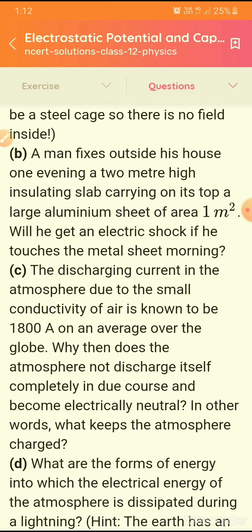And the discharging current in the atmosphere due to the small conductivity of air is known to be 1800 amps on an average over the globe. Why then does the atmosphere not discharge itself completely in due course and become electrically neutral? In other words, what keeps the atmosphere charged? That is question C, and then we can go for question D.